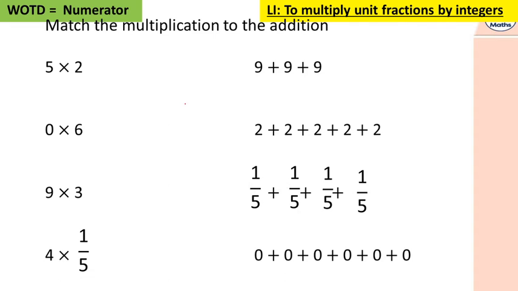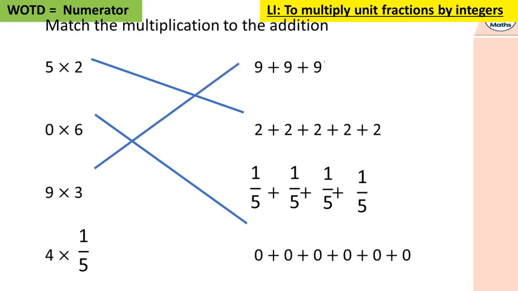Okay, so let's go through these. So we've got 5 times 2, 5 lots of 2, which is that one, because you can see there's 5 lots of 2, and the answer is 10. So we've got 0 times 6, same as 0 plus 0 plus 0 plus 0 plus 0 plus 0. 9 times 3, so 9 lots of 3, 9 plus 9 plus 9. 4 times 1/5 is 4 lots of 1/5, which would be 4/5.